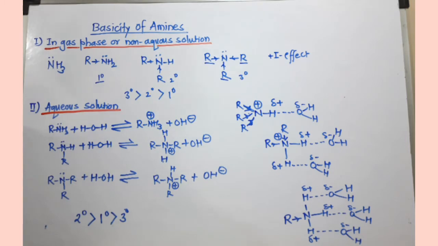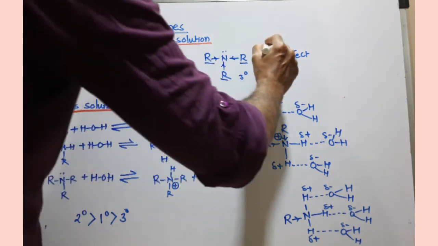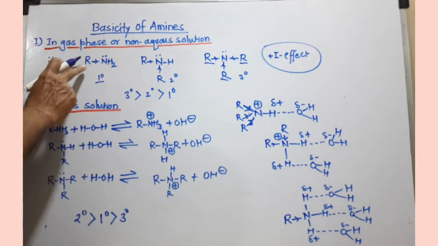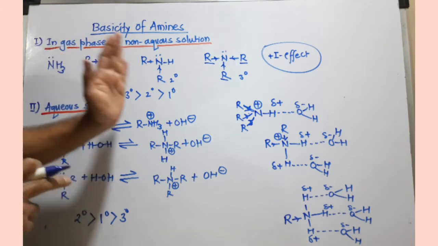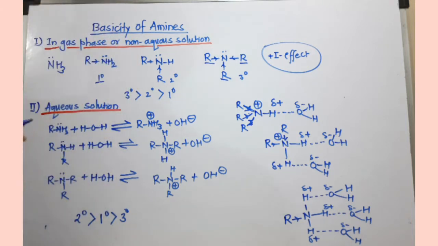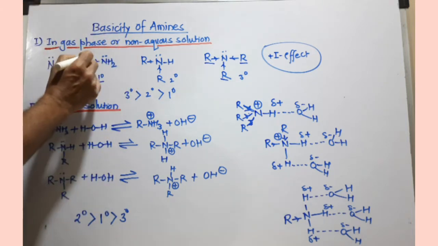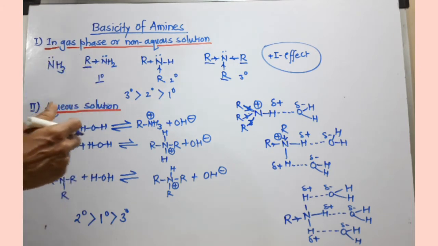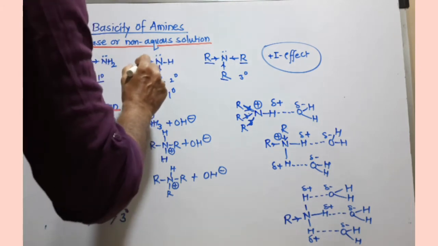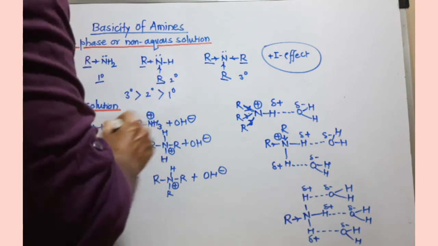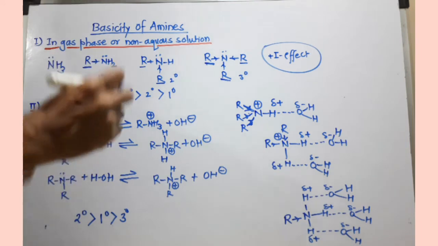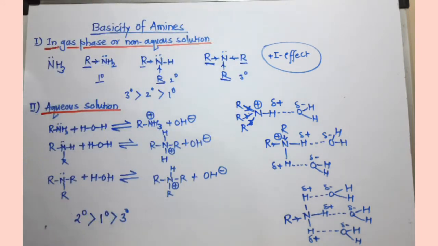So in case of gaseous phase or in non-aqueous solution, plus I effect is very important. All of you know that alkyl group is electron donating group, always donating electron density. So here in case of primary amine, there is one electron donating group. In case of secondary amine, there are 2 electron donating groups. But here in case of tertiary amine, there are 3 electron donating groups.